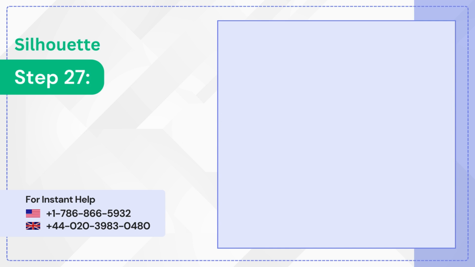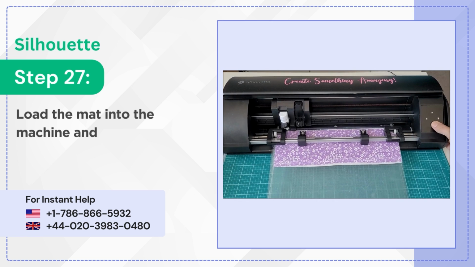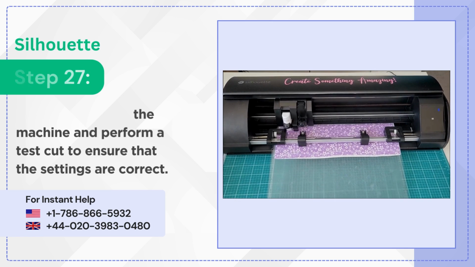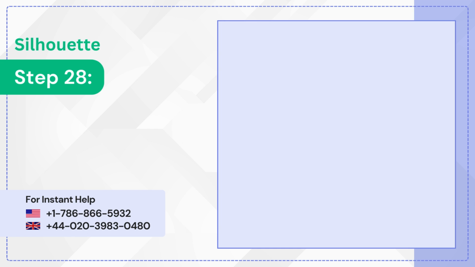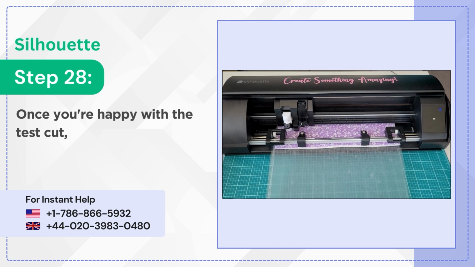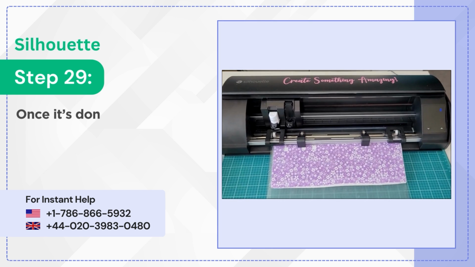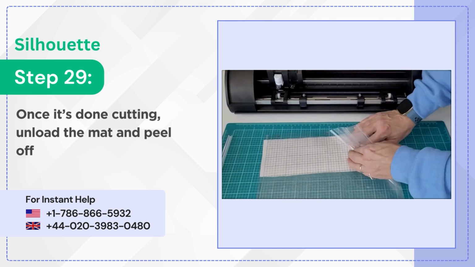Step 27. Load the mat into the machine and perform a test cut to ensure that the settings are correct. Step 28. Once you're happy with the test cut, go ahead and start cutting the design. Step 29. Once it's done cutting, unload the mat and peel off the material carefully.